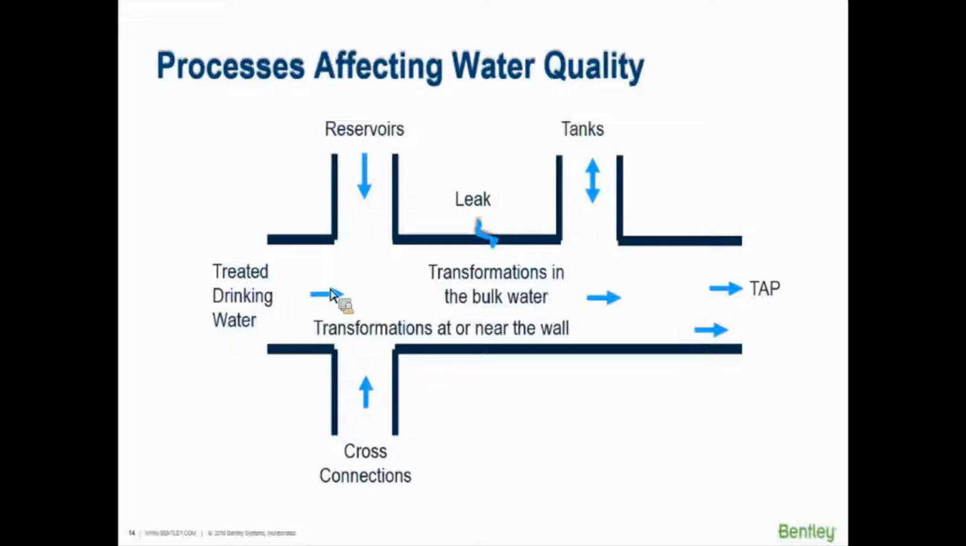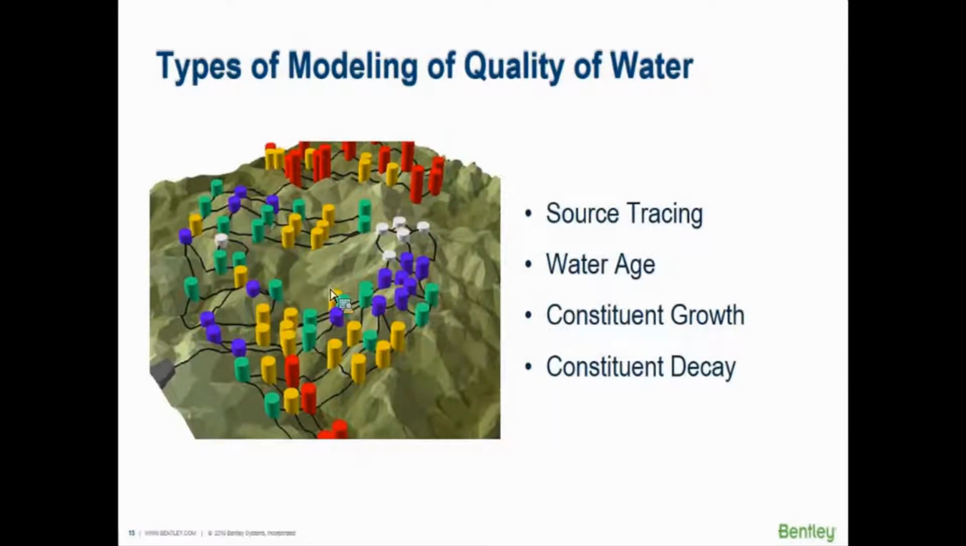You can model that. So within the confines of WaterGEMS and WaterCAD, the different types of water quality modeling that you'll be able to do is source tracing, where you would trace where a constituent came from. Water age, which is pretty much looking at how old the water is in the system. Constituent growth, which is something growing, something increasing. And constituent decay, meaning something decreasing.